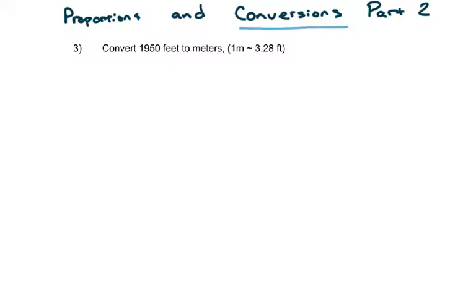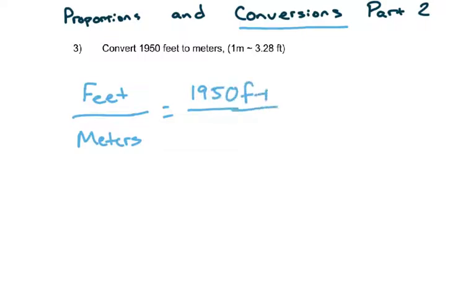So we have a problem here. We're going to be asked to convert 1,950 feet to meters. So we know from our work previously that we're doing a conversion of feet to meters. And so what makes sense here is that if I have 1950 feet, and I don't know how many meters, I have x meters, right? So it makes sense to set it up this way, and then we can say, well, what does the other side say? The conversion rate is approximately 3.28 feet to 1 meter.